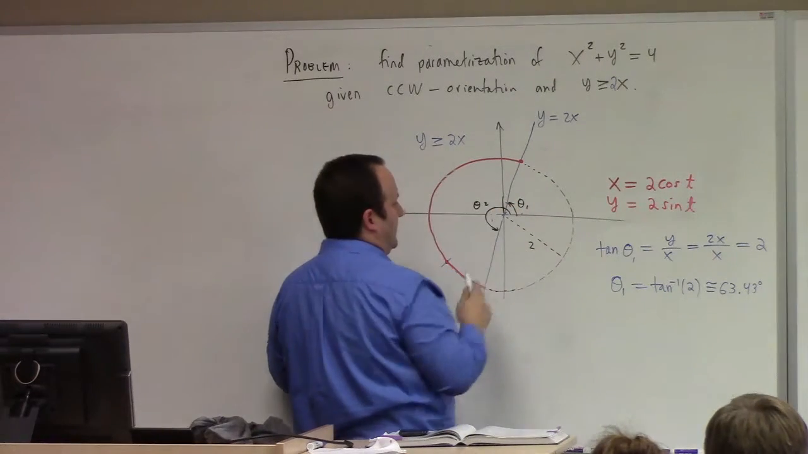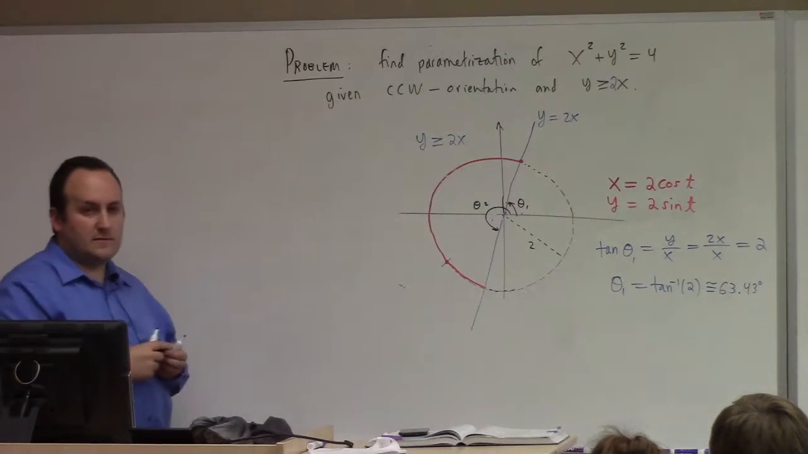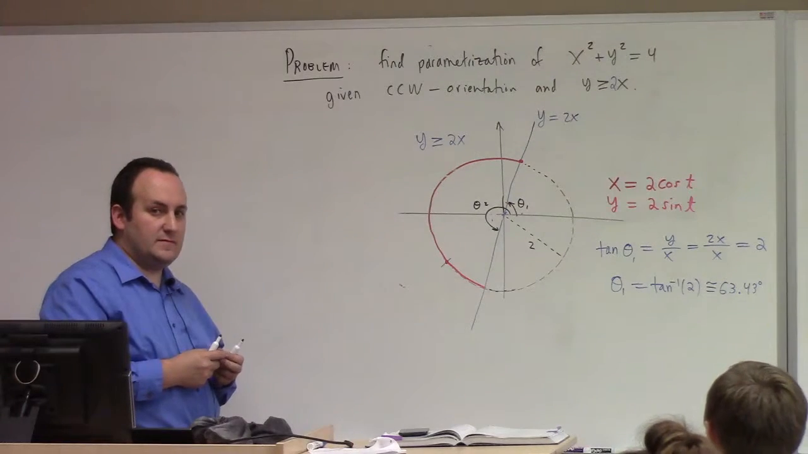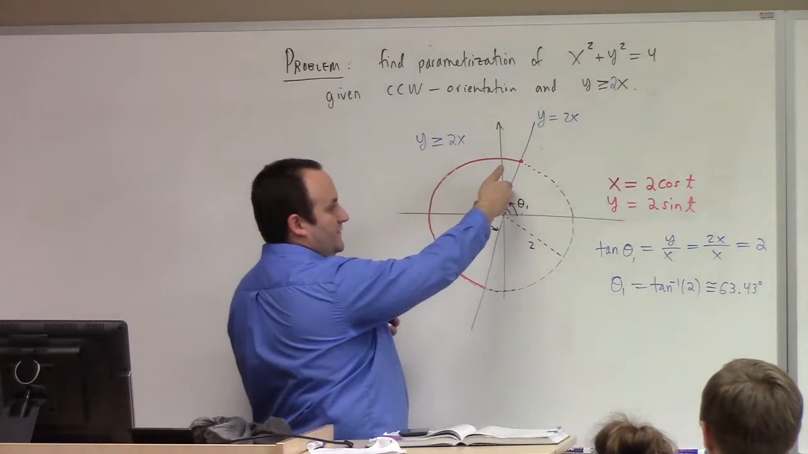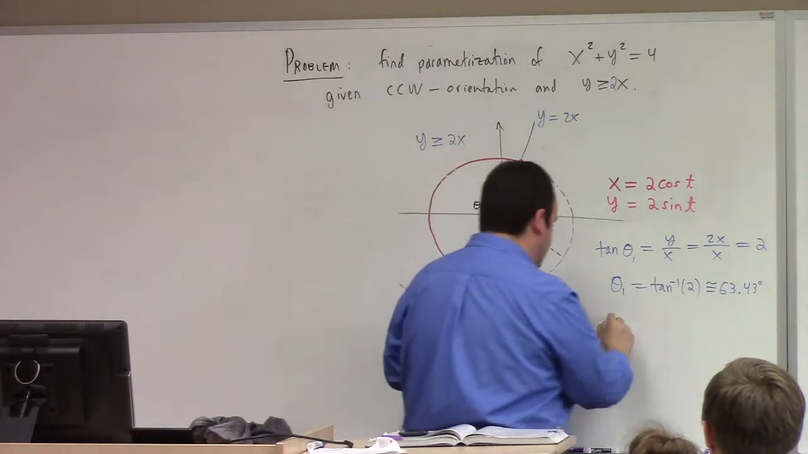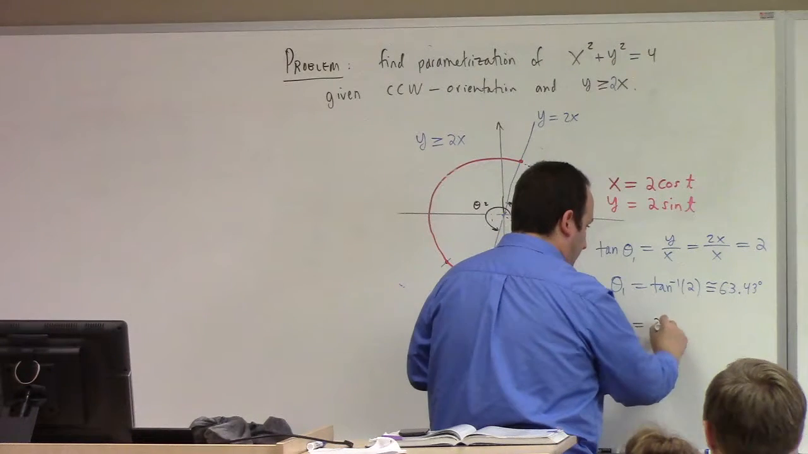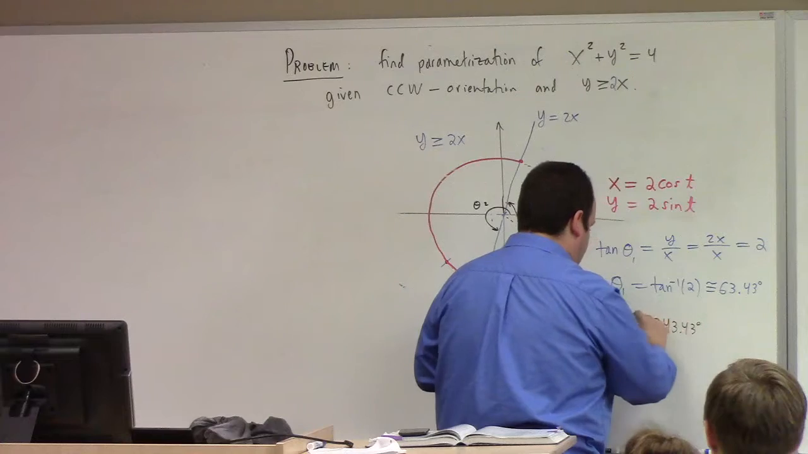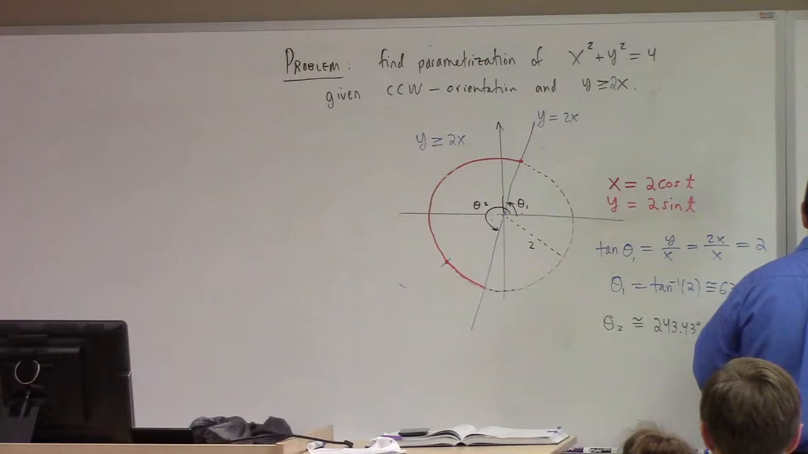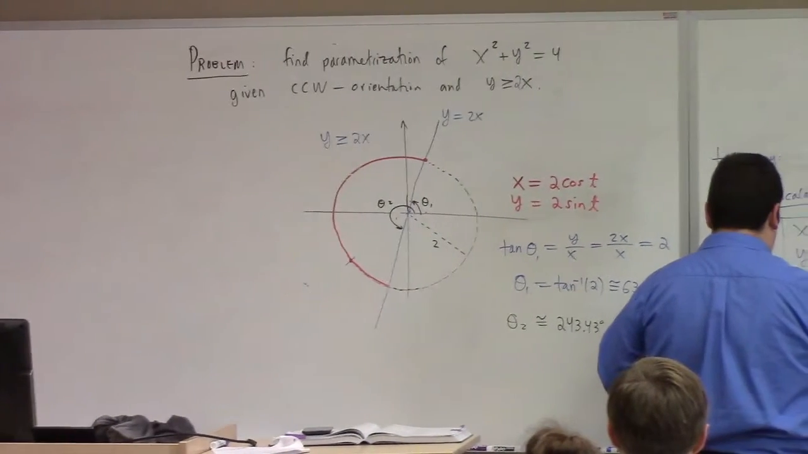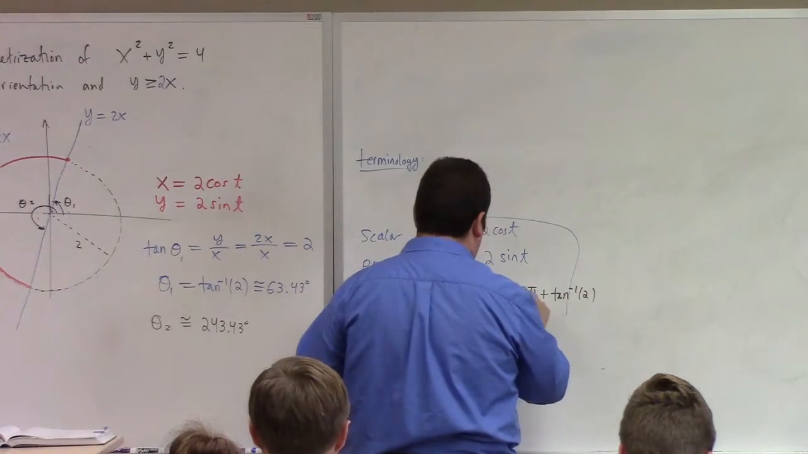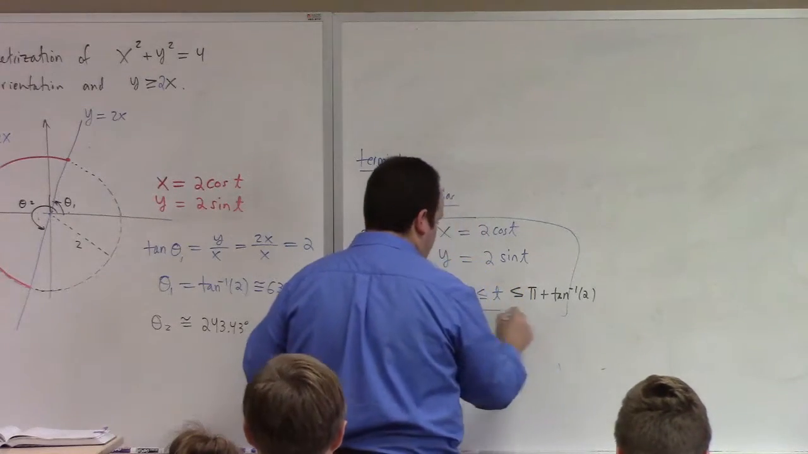Now, do I need to do further calculation with a calculator to get theta 2, though? I do not, right? There's 180 degrees from here to here, isn't there? So I just add 180, right? Theta 2 is 243.43 degrees approximately. Now, of course, I would put this over here to be safe: pi plus inverse tangent of 2 for this problem. Now I'm giving it in terms of radians.